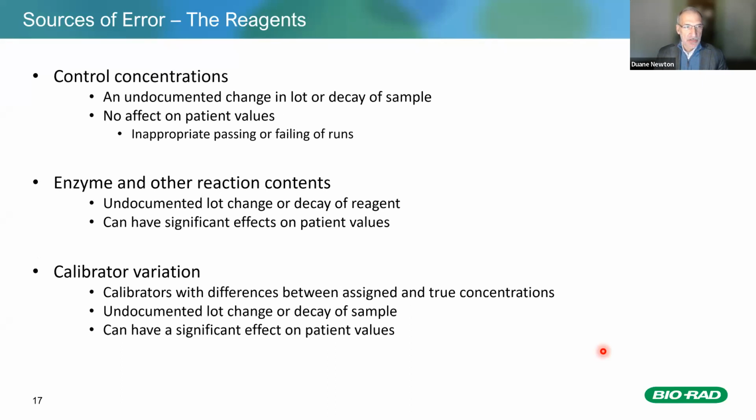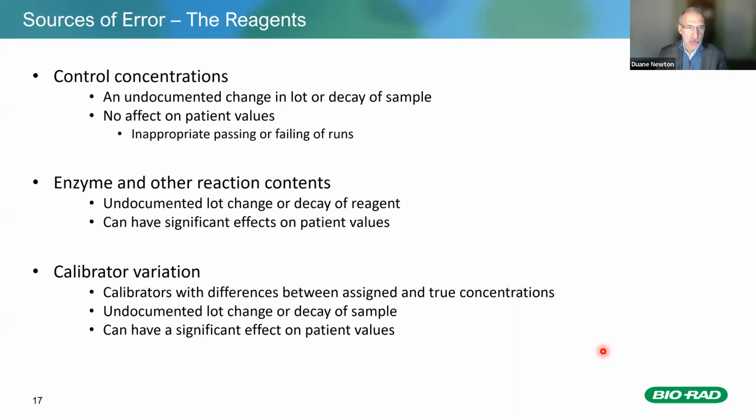Reagent problems can also be sources of error. Control concentrations, where we have an undocumented change in lot or decay of sample, can affect the actual values that are generated for the controls. While this wouldn't have an effect on individual patient results, it can result in inappropriate passing or failing of runs.